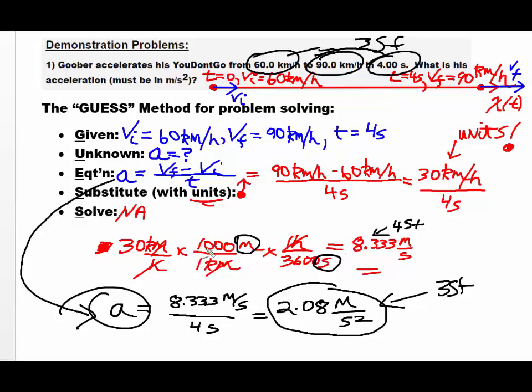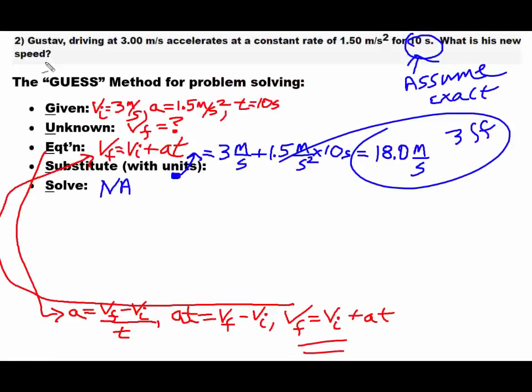We do that by multiplying by 1,000 and dividing by 3,600, and we get 8.333, carrying one extra significant figure, or 4 significant figures, since our givens are 3 significant figures. The acceleration is 8.333 meters per second divided by 4 seconds, or 2.08 meters per second each second, rounded to 3 significant figures.